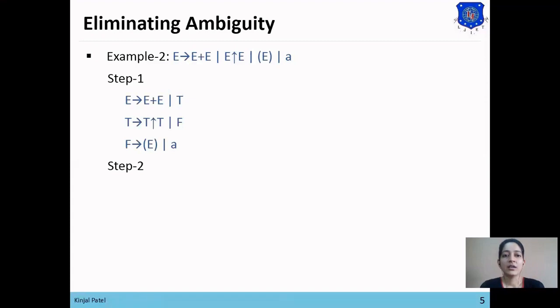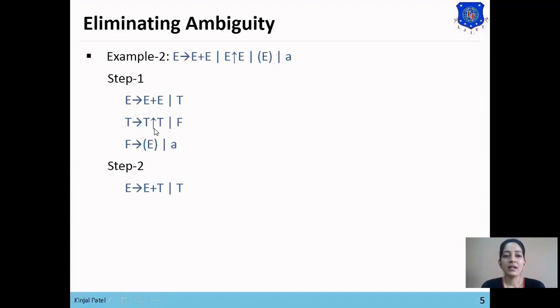So here first step will be same as the previous example, like you can see that plus is left associative. So we will make the first level as left recursive grammar and we will block the right side of the plus. So we will replace E with the symbol T. So here you can see the first level, E produce E plus T or T. Then for next level, the second level has the operator power.